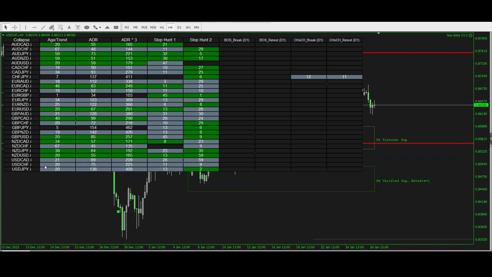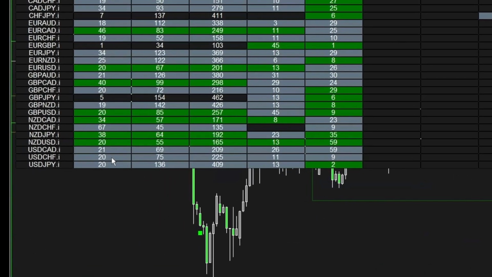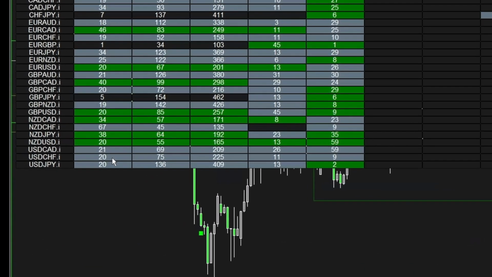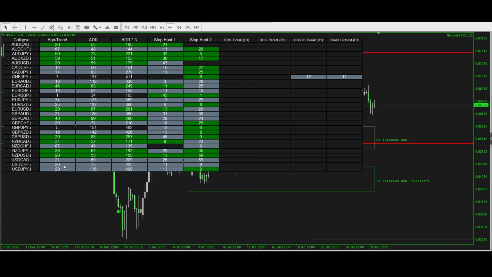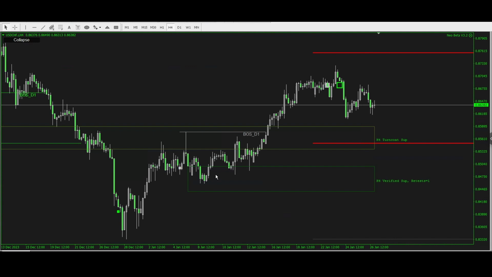We can see here USD CHF had a possible buy trend from 20 days ago, so this will change every single day and it will go up in value by 1 number. So by market open this will be 21, and we can see it is bullish. So my bullish color is gray and my bearish color is green. Now if I collapse this dashboard over here, I would obviously be looking for buy trade setups.